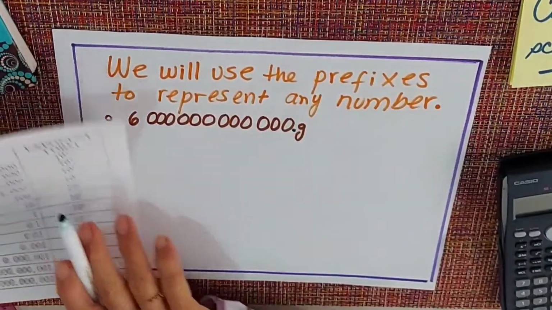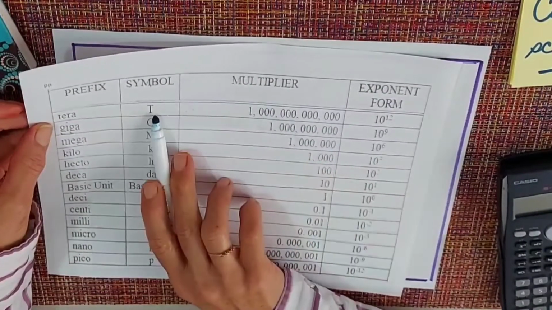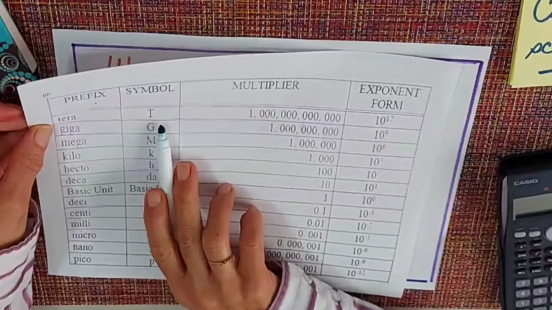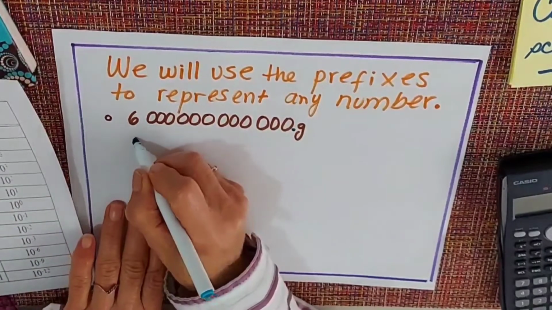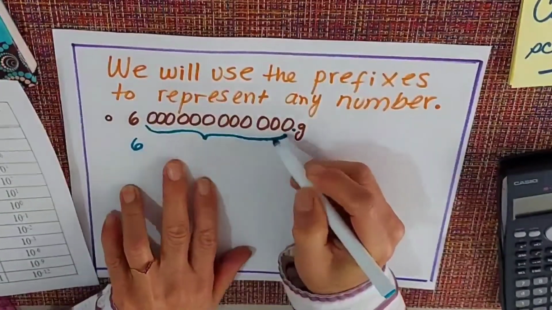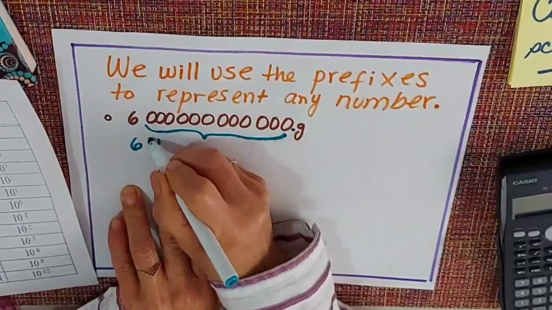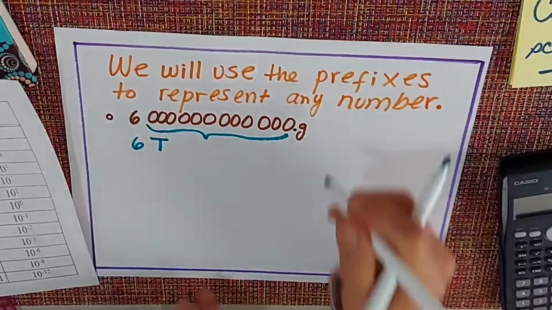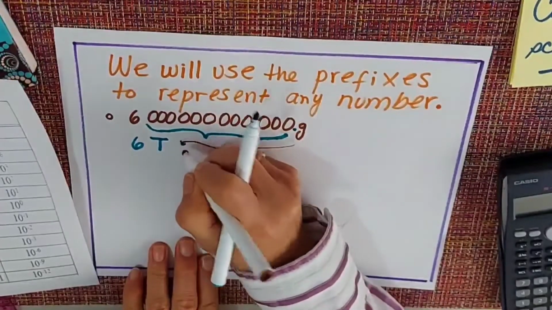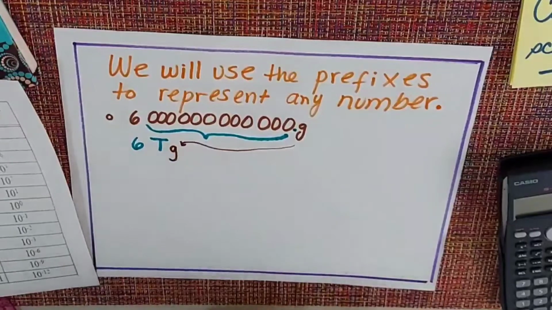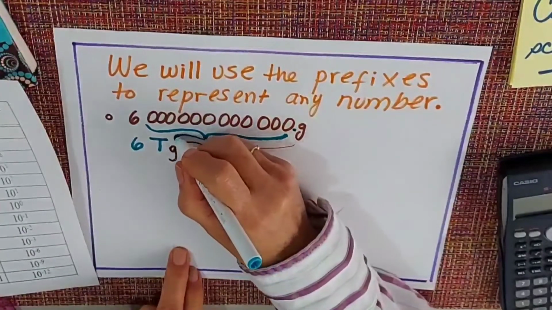Now here you can see that 12 zeros is for the prefix tera, and the symbol of tera is capital T. Here is the new form: all these zeros are for tera, and we are going to copy the same unit here, and the result is 6 teragrams. All these numbers mean tera.